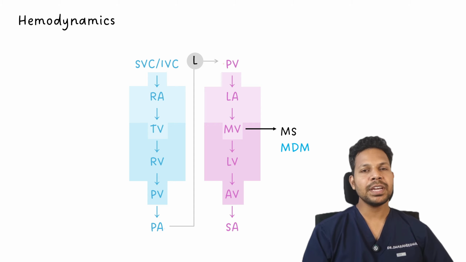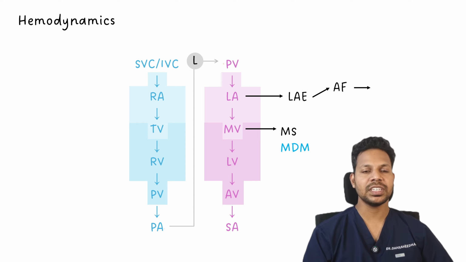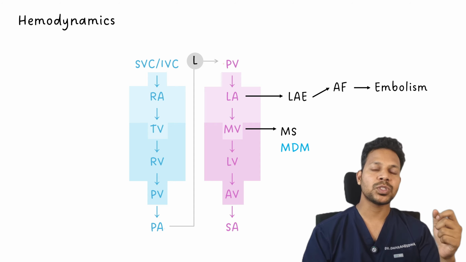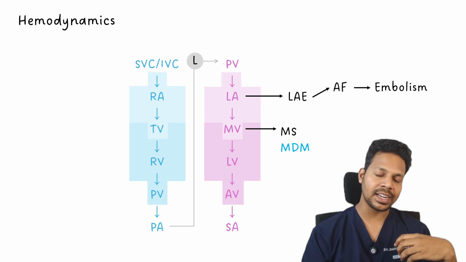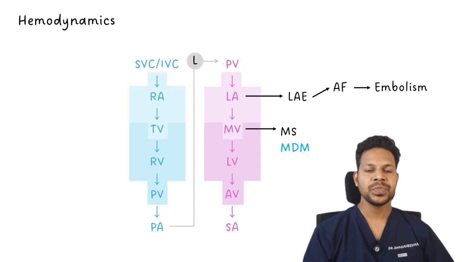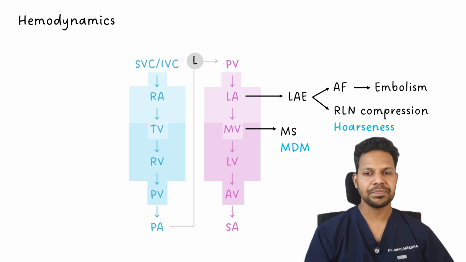And when the blood emptying from the left atrium into the left ventricle is obstructed, there is a buildup of pressure in the left atrium, and with elevated left atrial pressure, there is left atrial enlargement, and left atrial enlargement further results in atrial fibrillation, and a fibrillating left atrium will eventually result in stasis, and stasis of blood in the left atrium predisposes to thrombosis, and the thrombus can embolize and result in stroke. On the other hand, it can also cause compressive symptoms when it compresses the recurrent laryngeal nerve, which can result in hoarseness of voice.